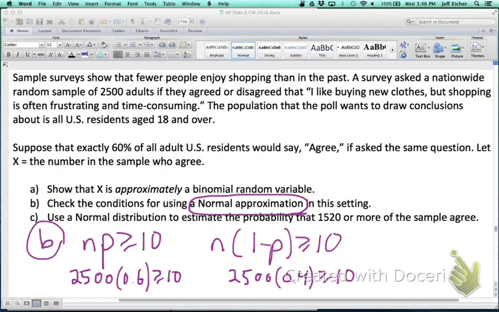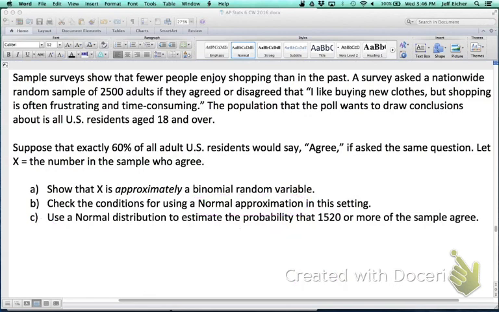So then lastly on letter C, use a normal approximation to estimate the probability that 1,520 or more of the sample agree. So to do this, we need the mean and we need the standard deviation. This is where it gets tricky because you read the question and you say, well, there is no mean given, and well, there is no standard deviation given. But remember, we're treating it as a binomial variable. The mean of a binomial variable is n times p. The standard deviation of a binomial variable is n. Whoops, that's not an n.